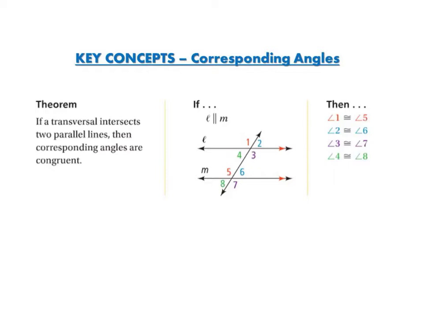Corresponding angles are angles that are on the same side of the transversal in corresponding positions. So angle 2 and angle 6 are corresponding. 3 and 7 are corresponding. 1 and 5 are corresponding, and 4 and 8 are corresponding. If a transversal intersects two parallel lines, then corresponding angles are congruent. So the measurements of 1 and 5 are the same, 4 and 8 are the same. So angles 2 and 6 have the same measurements, and angles 3 and 7 also have the same measurements.